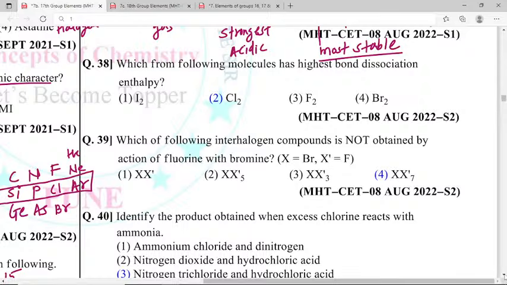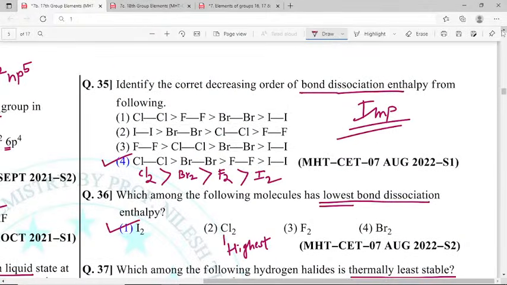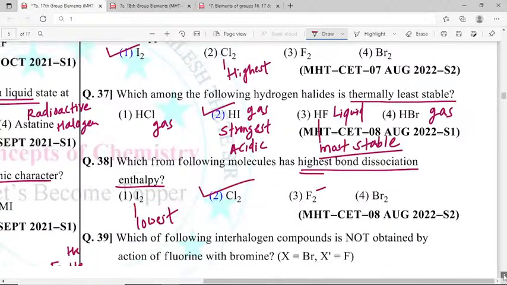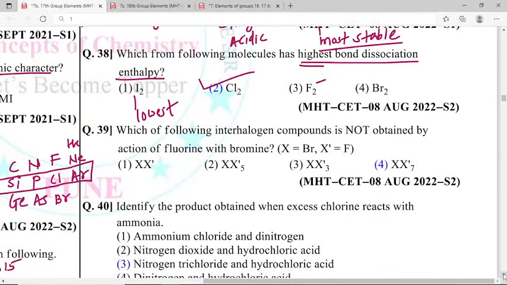Which of the following has the highest bond dissociation enthalpy? Same question, repeated here. Chlorine has the highest value, and iodine has the lowest value. Same question. Question number how much? 35, 36, and 38. Please note down.